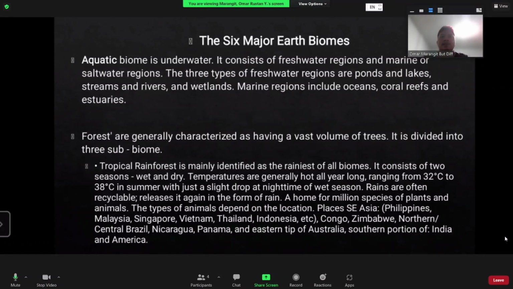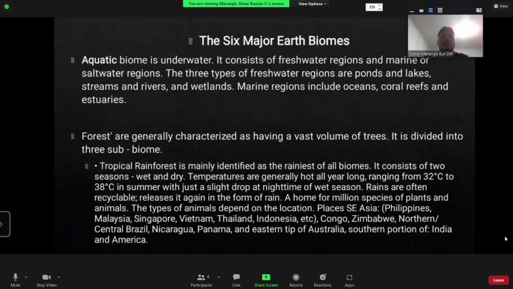Dito sa Pilipinas, meron tayong tropical rainforest na matatagpuan sa Luzon. A home of million species of plants and animals. The types of animals depend on the location places. Southeast Asia, Philippines, Malaysia, Singapore, Vietnam, Thailand, Indonesia, and etc.